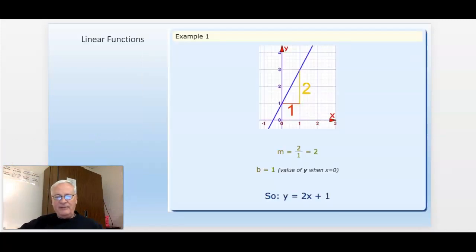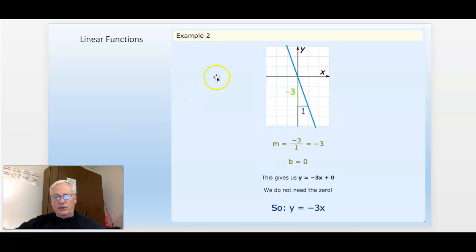If you're given a graph like this, what's the slope of this line? Well, first you know that the value of b is 1. It crosses the y-axis at 1. Then just draw your triangle and say, okay, this goes over 1, up 2. It has a positive slope moving up like this, so the slope is 2. So you can write it like this: y equals 2x plus 1.